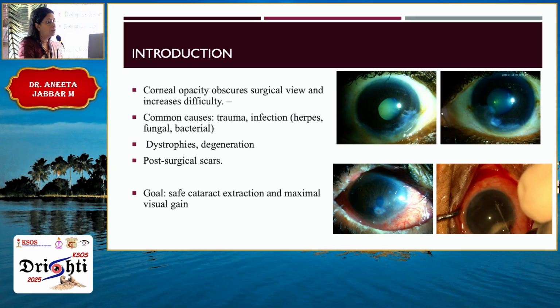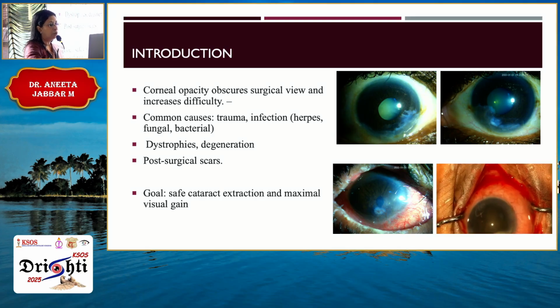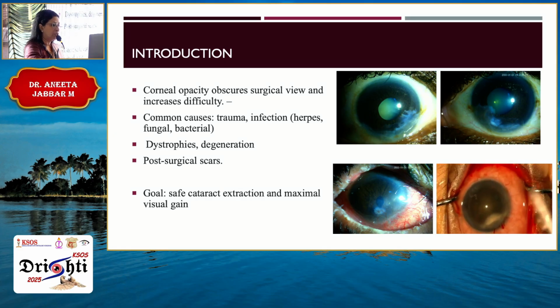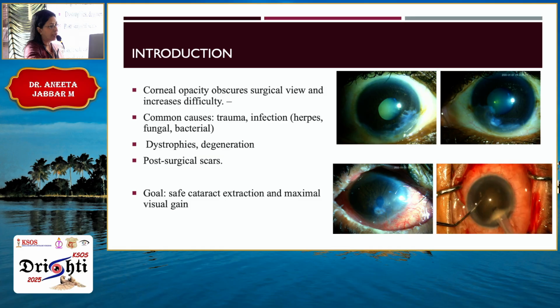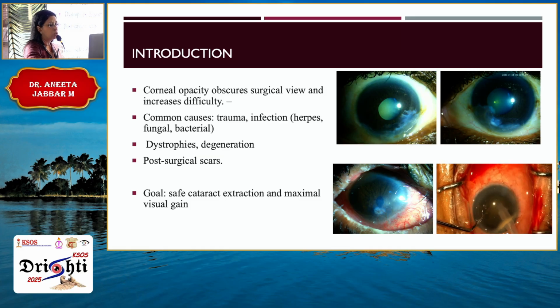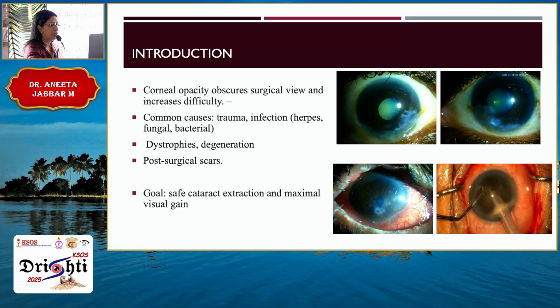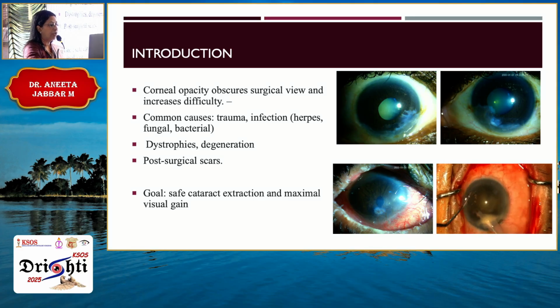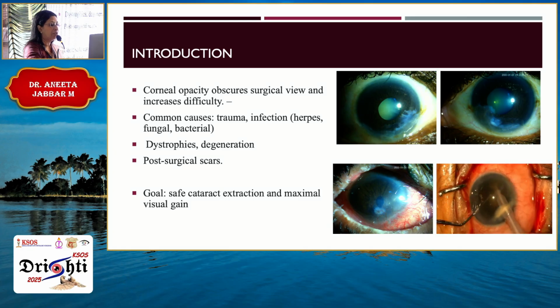The common causes of the corneal opacity being the trauma, infection due to any causes, the dystrophies and degenerations. Also, you have to do a phaco or a cataract surgeries, and also in post-surgical scars. And the goal in all these cases should be aimed for a safe cataract extraction with maximal visual gain.